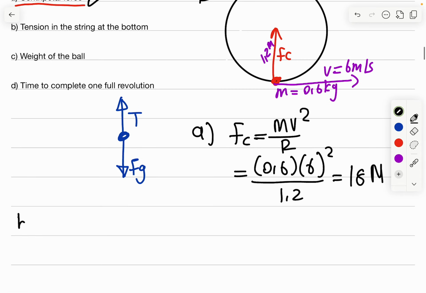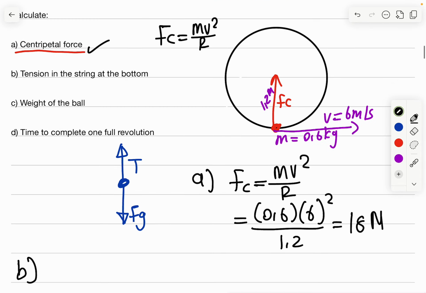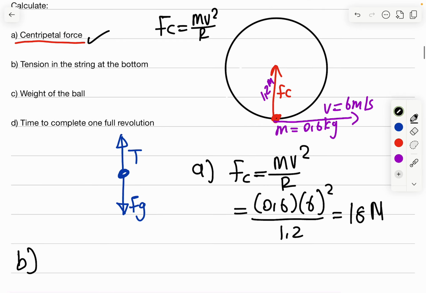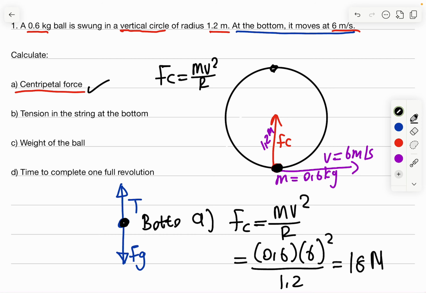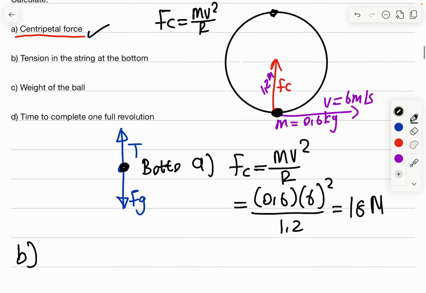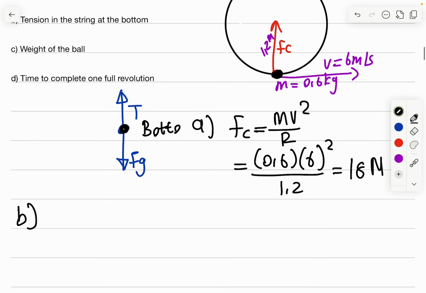Let's do B. At B they say calculate the tension in the string at the bottom. They want at the bottom, not at the top. So this is the free body diagram at the bottom. Note that the free body diagram here and here are not the same, even the tension. So I told you that F net equals the centripetal force.